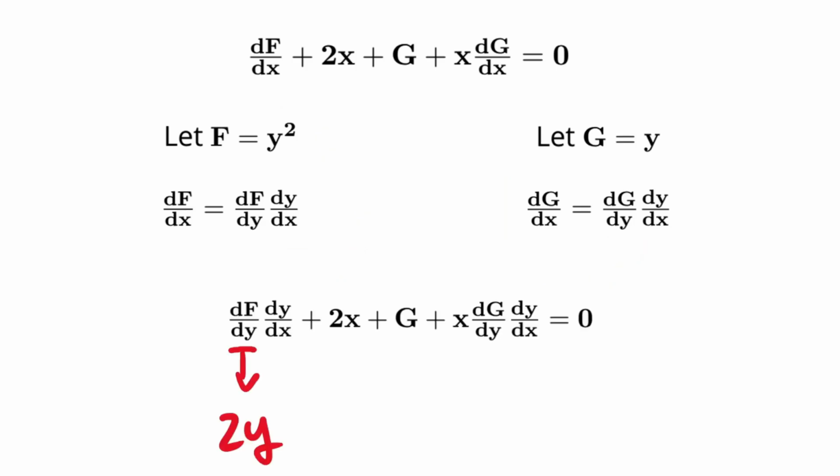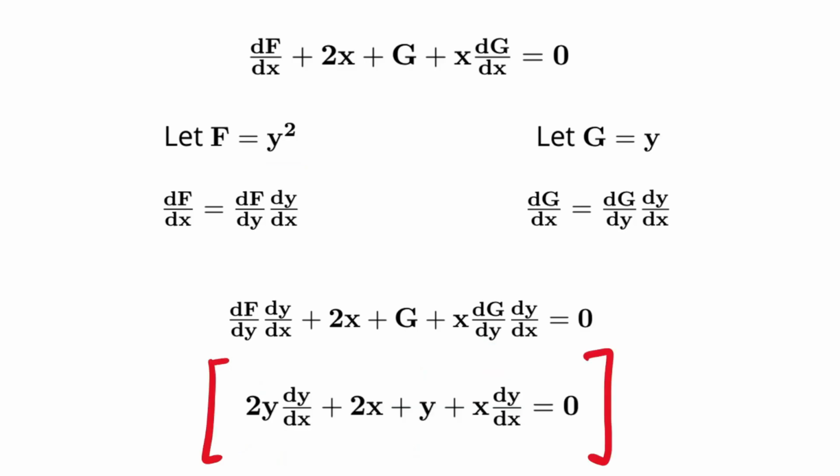Now note that df/dy is going to equal 2y. And that's because if you remember, f equals y squared. So if we differentiate f with respect to y, we're going to end up with 2y. And so then for dg/dy, we're going to get 1. Because g equals y, so if we differentiate g with respect to y, dg/dy is simply going to equal 1. Now since g equals y, I'm also going to plug in y for g in this equation. So after plugging in all these values, I'm finally going to get this equation over here at the bottom.